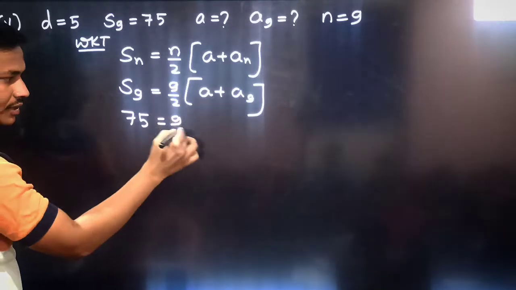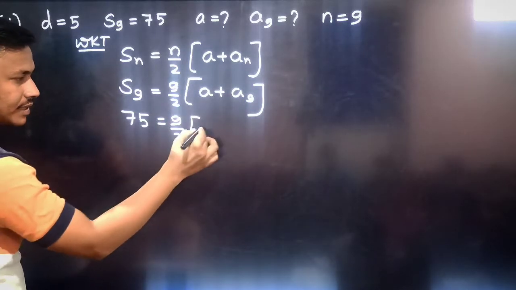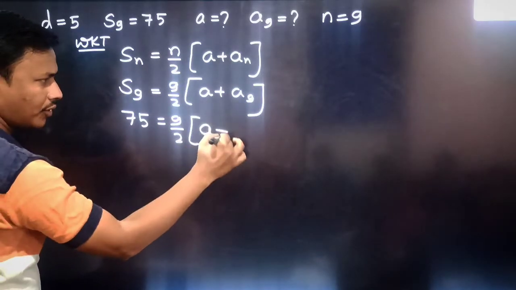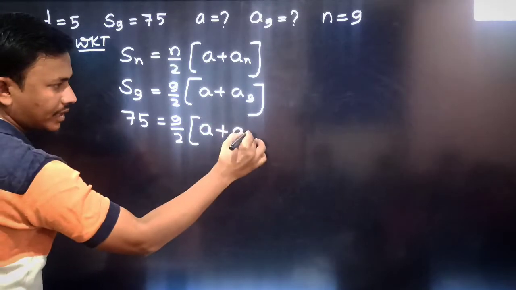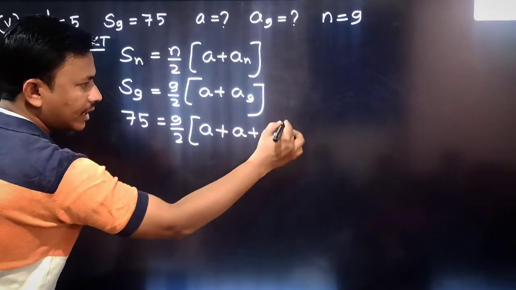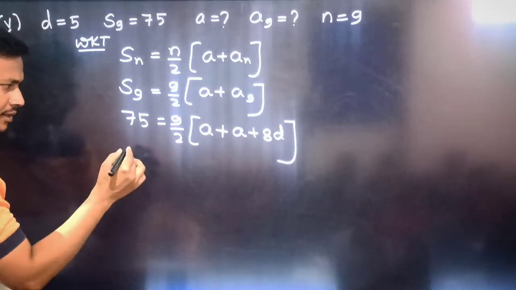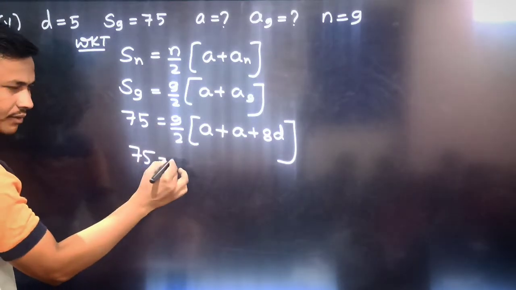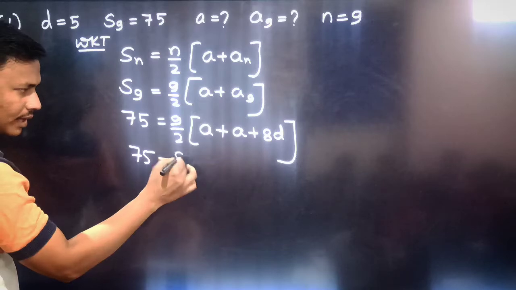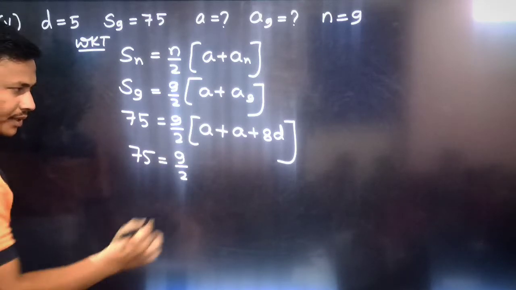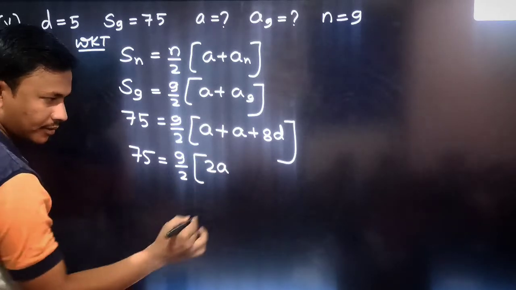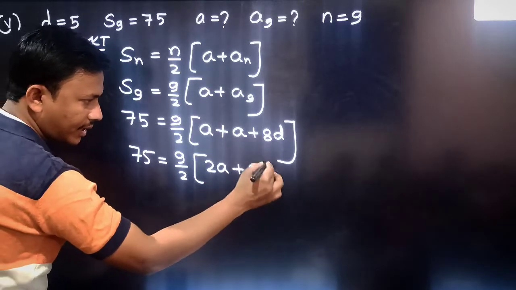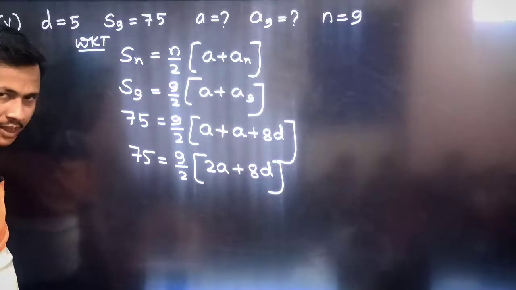75 is equal to 9 divided by 2 in bracket. What is A value? Don't know. What is An? Splitted form A9. A plus 8D. A plus 8D. 75 is equal to 9 divided by 2 in bracket A plus A, 2A plus 8D. Correct? 2A plus 8D.